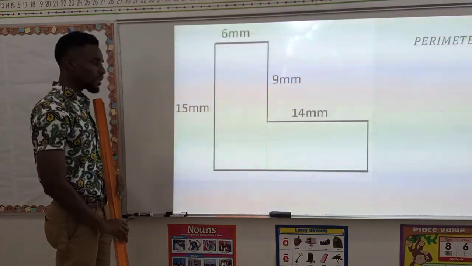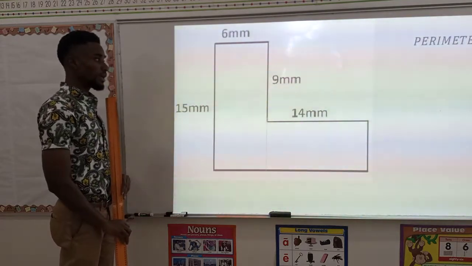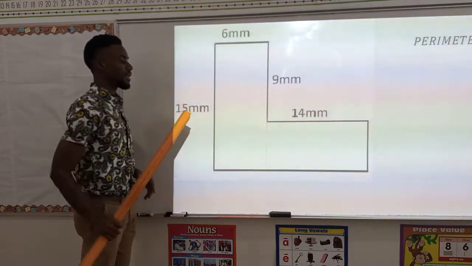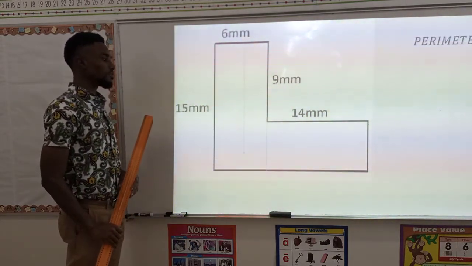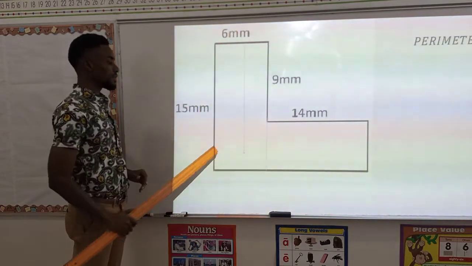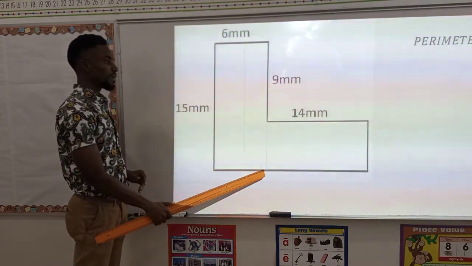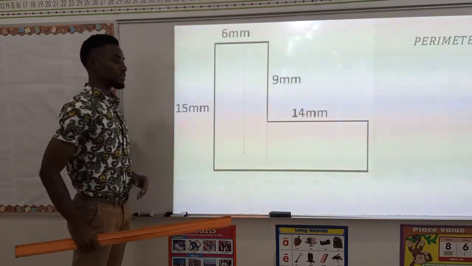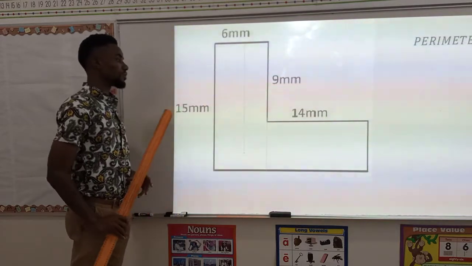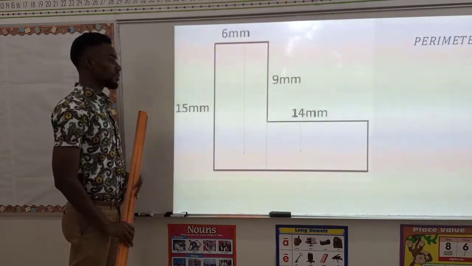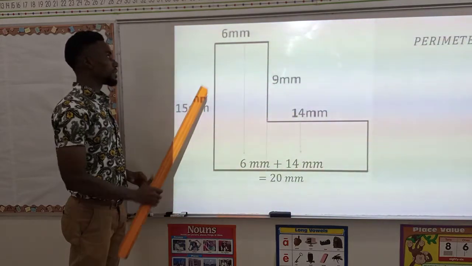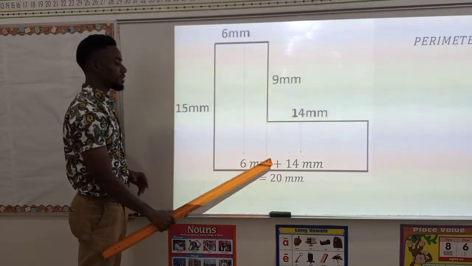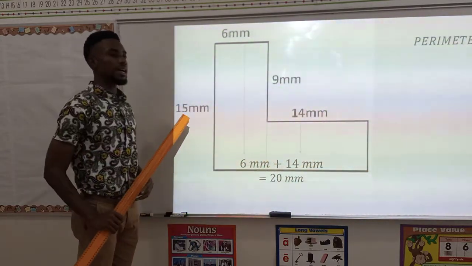Let's move on. And finally, we have another L shape. This time we have a bigger side that is not given and a smaller side that is not given. So how do we get this side? First of all, the bigger side. This 6 millimeters is also the same as from here to here, and this 14 millimeters is also the same as from here to here. So if you want to find the full length, what do we do? Yes, we add 6 millimeters to 14 millimeters, and it is going to give us 20 millimeters. That is what this horizontal side is.